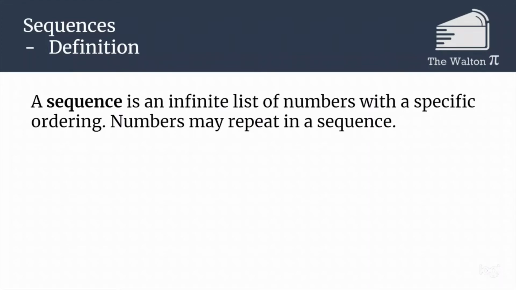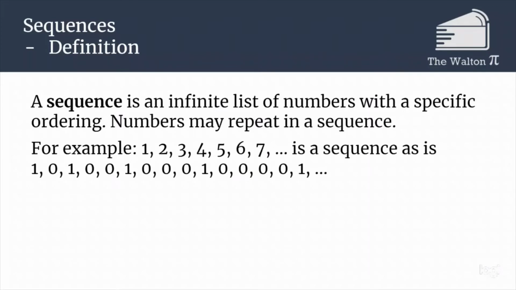Numbers can repeat in the sequence, so for example 1, 2, 3, 4, 5, 6, 7, and so on, that would be one sequence. So would 1, 0, 1, 0, 0, 1, 0, 0, 0, 1, 0, 0, 0, 0, 1, 0, and so on. Both of those are sequences. They're an infinite list of numbers. The numbers can show up multiple times, but there's a specific order to the numbers that they show up.